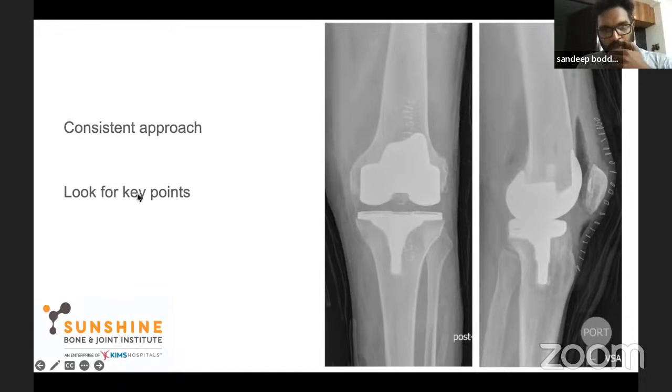So first important thing, don't jump to conclusions after seeing an X-ray that this X-ray is right, this X-ray is wrong, this surgeon could have done it this way or that way. Because we never know what the situation was during the surgery. So we need a consistent approach, step by step, on how to read an X-ray and look for key important points in these X-rays.